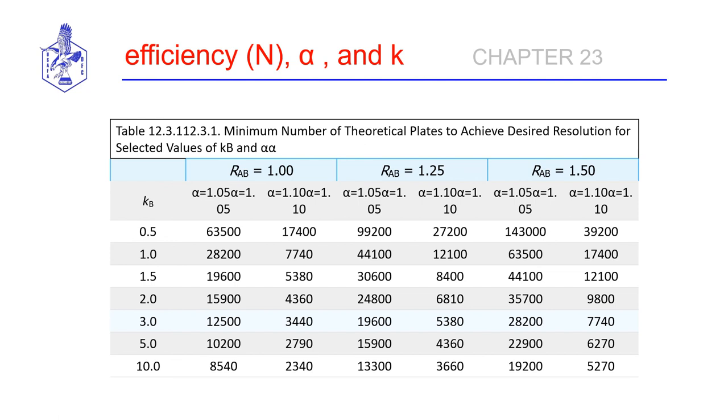So if we know the selectivity factor alpha of our two components of interest, and we know the capacity factor for one of those components, and I need to effect a resolution of at least 1.5, I can predict the number of theoretical plates that I would need to carry out that separation, whatever that might be. So these are all mathematical relationships based upon the equations we looked at before, but this just gives you an idea of how effective your column has to be in terms of number of theoretical plates to carry out a separation of two components that are very similar in terms of their selectivity factor and the capacity factor.